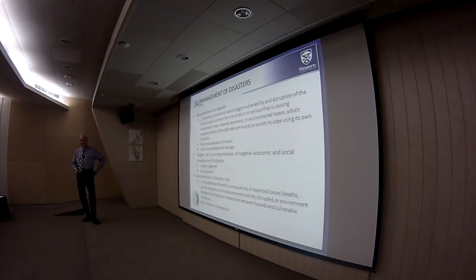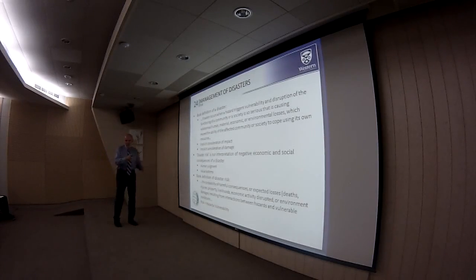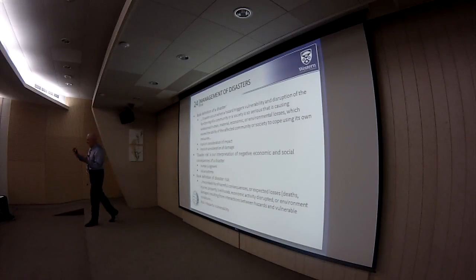The second message is related to risk. In the book, I'm defining disasters as the situation when a hazard triggers vulnerability and disruption of the functioning of a community or a society that exceeds the ability of the community to cope using its own resources. So there is obviously that side of the hazard, what is affecting the community, and there is that side of the vulnerability or the exposure, that both play equal importance in the definition of risk.